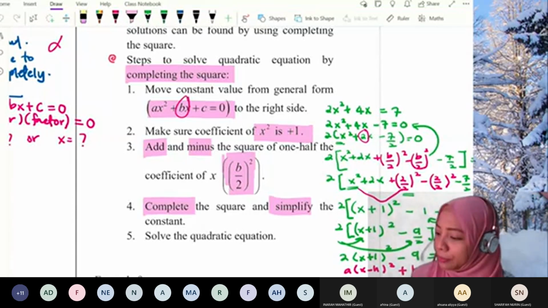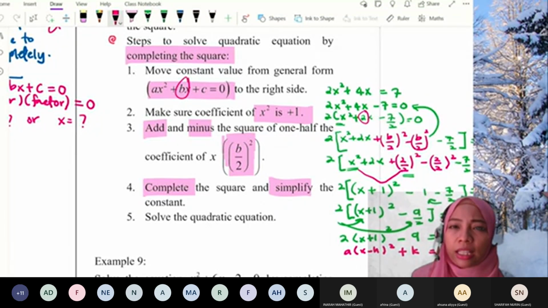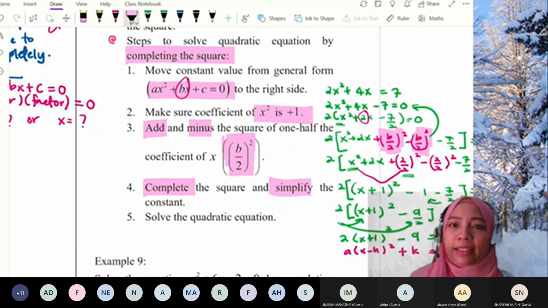And then dia kata apa? And then number 3 dia kata add and minus the square. So this is what we did here. Can you see my cursor? Ada nampak cursor cikgu gerak-gerak ni? Nampak. Tak nampak cursor. Okay, so that I have to highlight lah. Okay, so we have b over 2. This is something that you add. And then you have to minus back. Boleh? Okay.